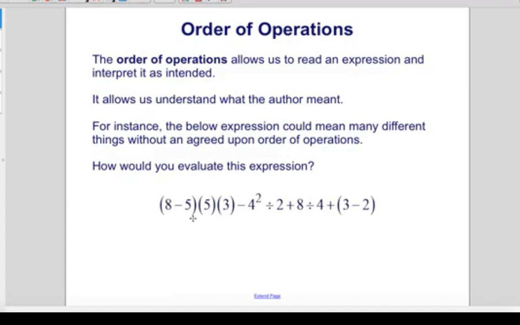For instance, the below expression could mean many different things without an agreed upon order of operations. How would you evaluate this expression?